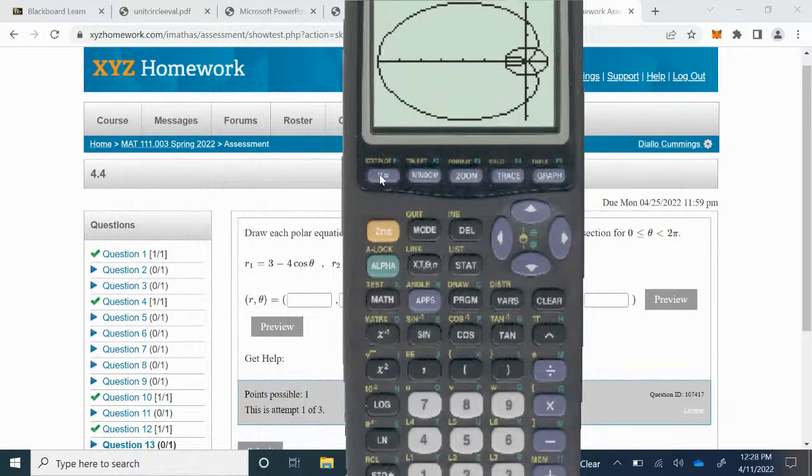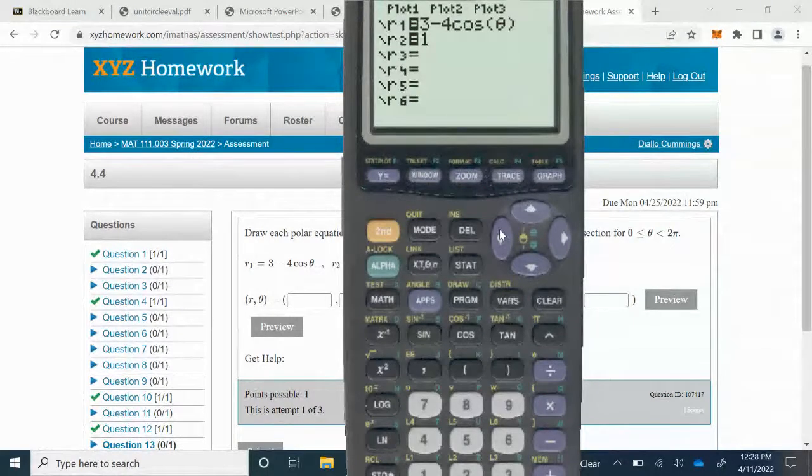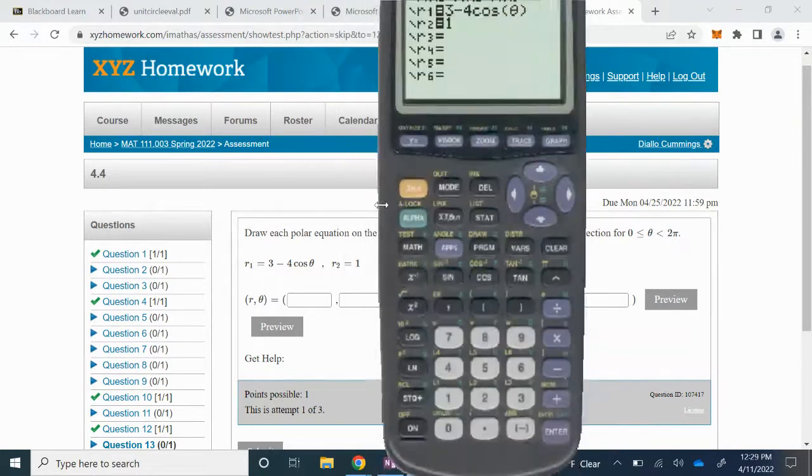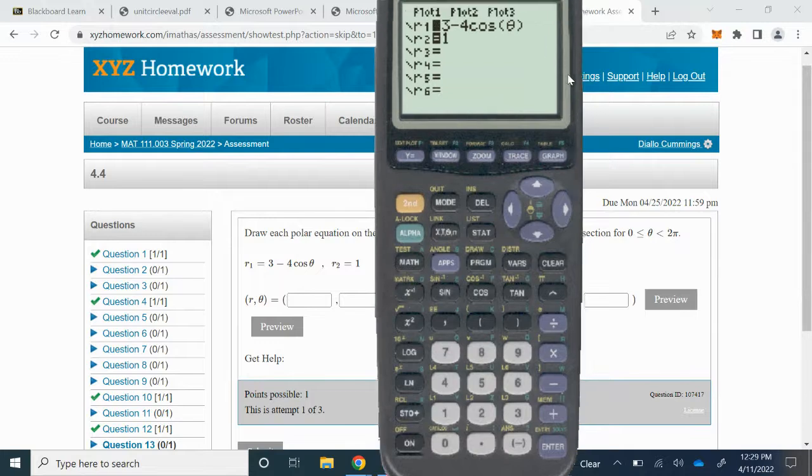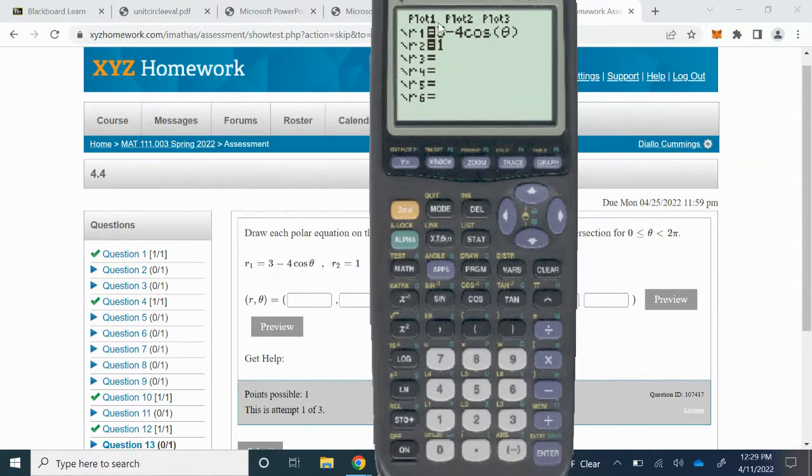I'm going to go into y equals, and I'm going to turn the first graph off just to show something for a second. In order to turn a graph off, you would simply go to the equal sign. You would hit enter to de-highlight the equal sign. And now if I graph, it's only going to graph the highlighted equation.